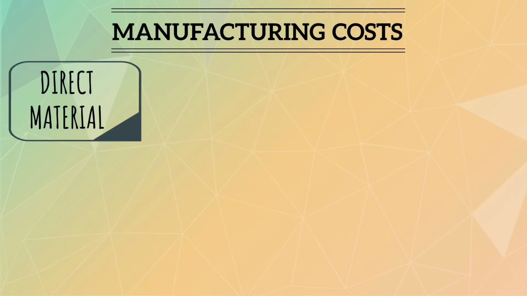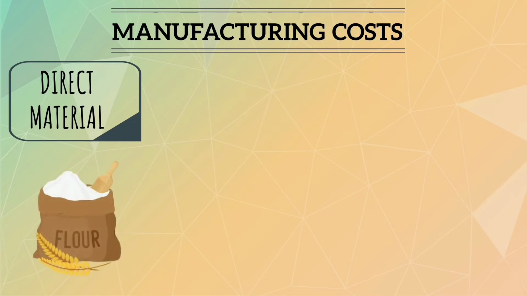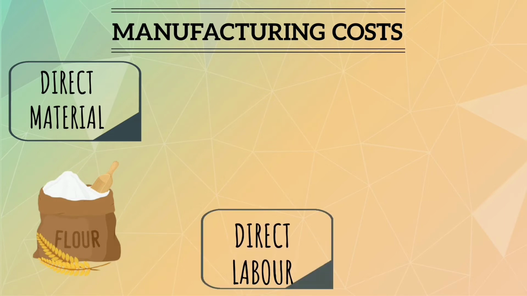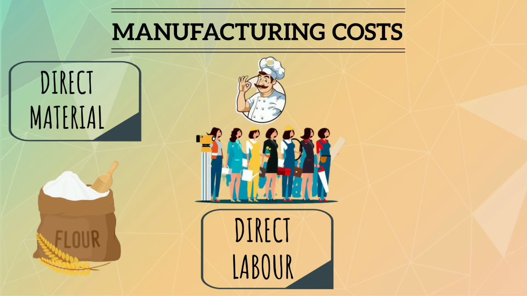In manufacturing costs, we have direct material. Direct materials are raw materials used for final products. For example, the direct material to produce a cake is flour. Next, we have direct labor. Direct labor is what is incurred in converting raw materials to finished products, such as chefs and supplier.